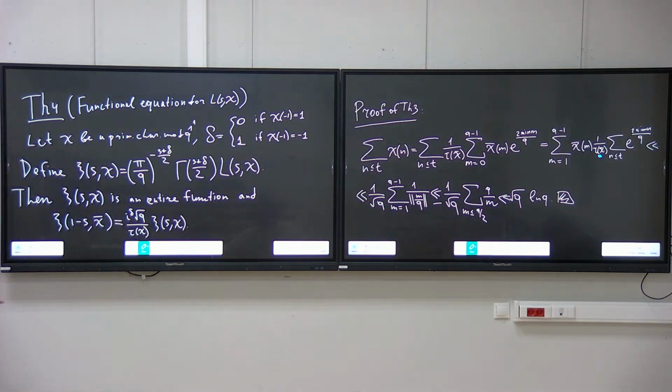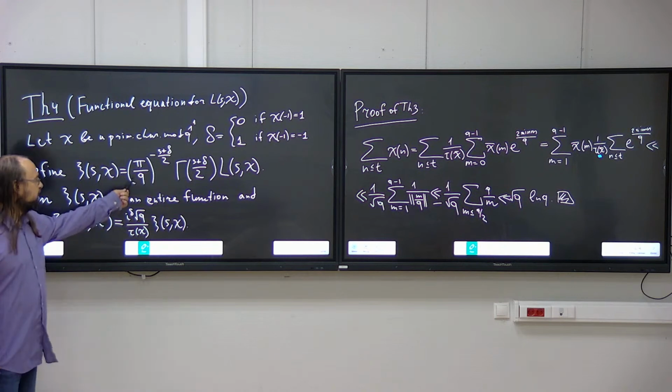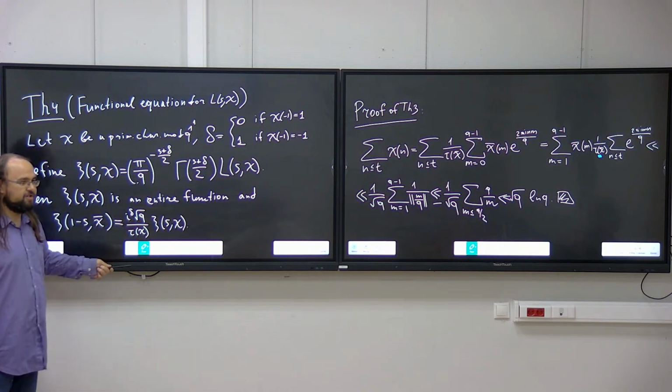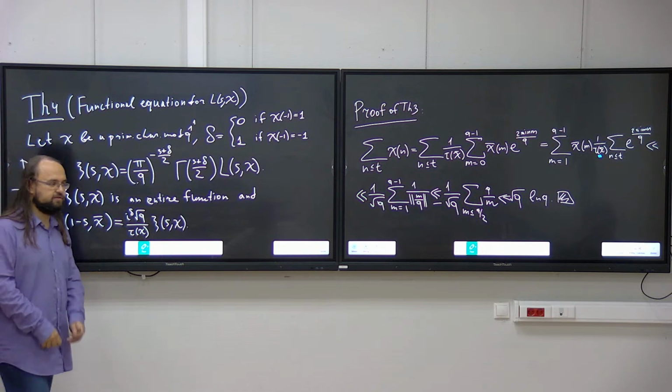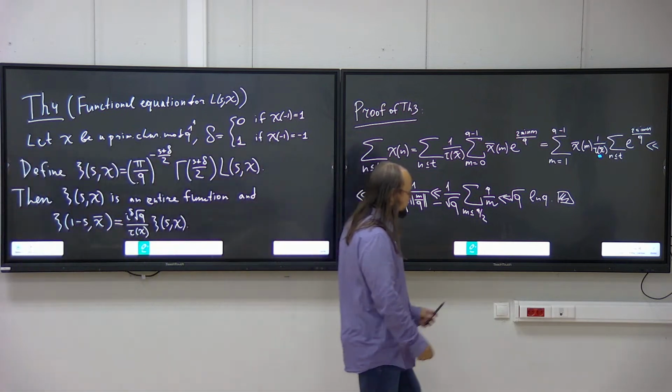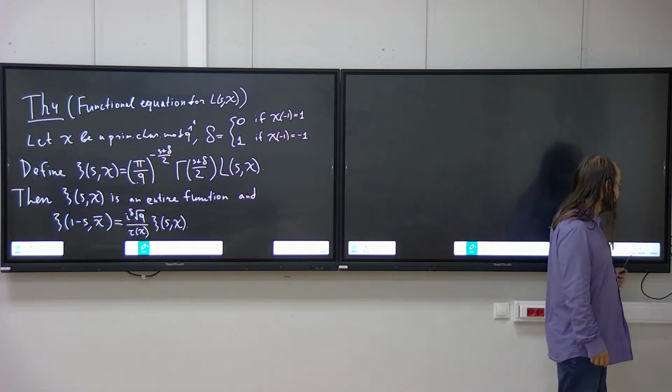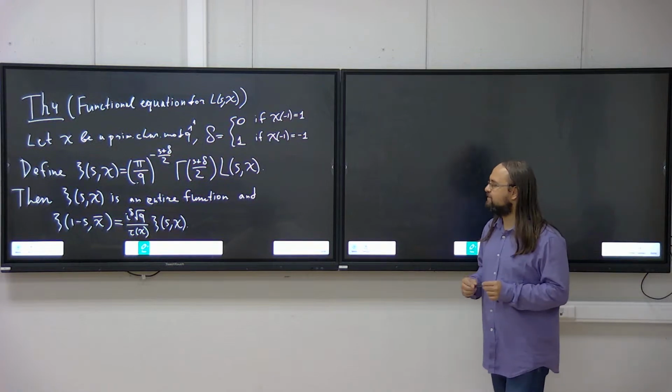So it turns out that you can write down an analog of the functional equation for the Riemann zeta function, but for L functions. And first of all, q appears, of course, and second of all, for even and odd characters, you get different functional equations. Okay, is the statement of this theorem clear?